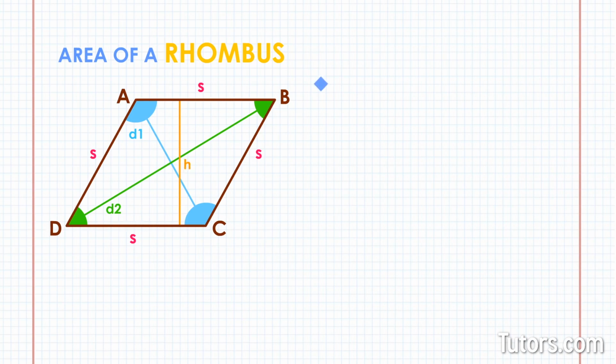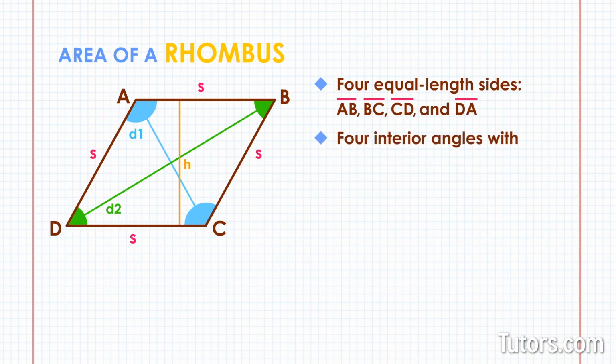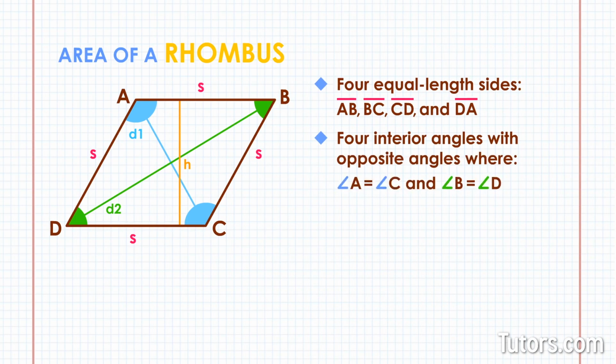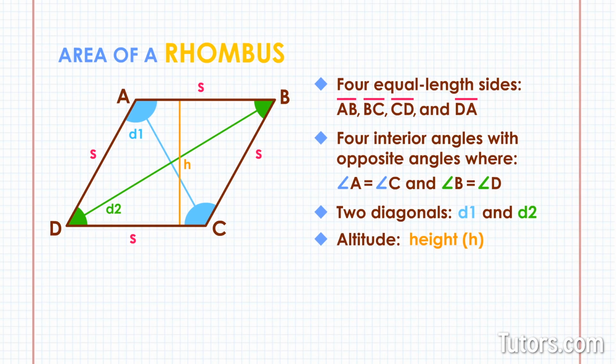Our rhombus has 4 equal length sides, AB, BC, CD, and DA. 4 interior angles with opposite angles where angle A equals angle C and angle B equals angle D. 2 diagonals, D1 and D2. Only in a square will these be equal length diagonals. Altitude or height. When the rhombus sits with 2 sides horizontal, the height h is the distance from one side to the opposite side. The line segment, perpendicular to one side connecting to the opposite side.